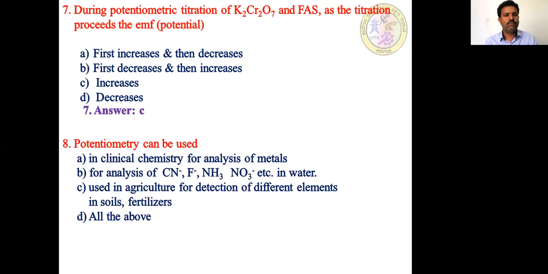Question number 8. Potentiometry can be used, option A, in clinical chemistry for analysis of metals, option B, for analysis of CN minus, F minus, NH3, NO3, etc. in water, option C, in agriculture for detection of different elements in soils as well as fertilizers, option D, all the above. While discussing applications of potentiometry, we observed that we can use it for all these applications, and the right answer is all the above.